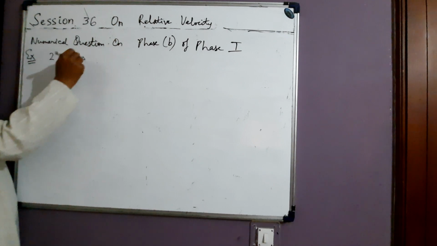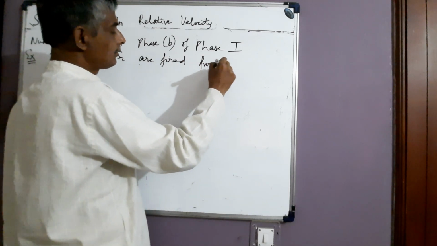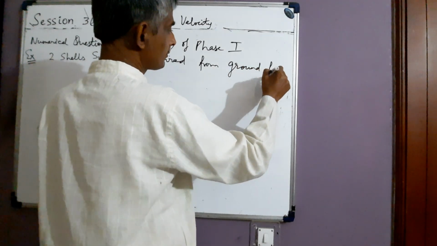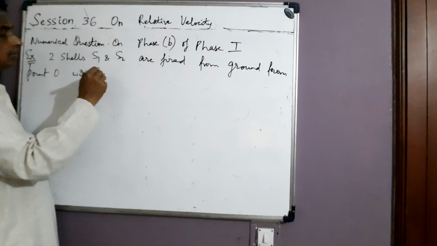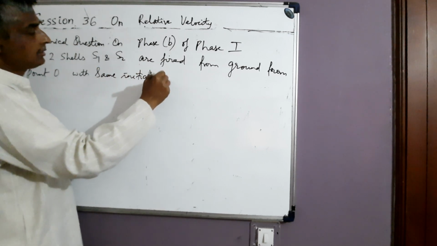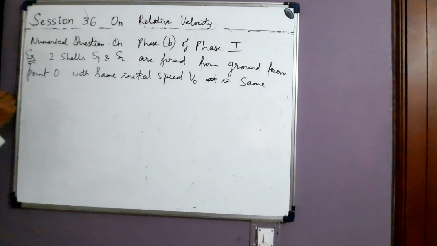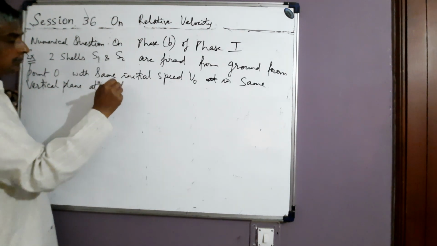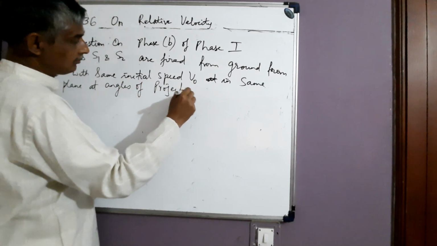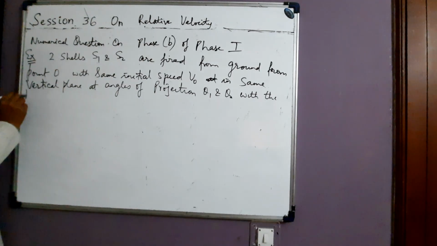Two shells S1 and S2 are fired from the ground from point O with the same initial speed V0 in the same vertical plane at angles of projection theta 1 and theta 2 with the horizontal respectively.